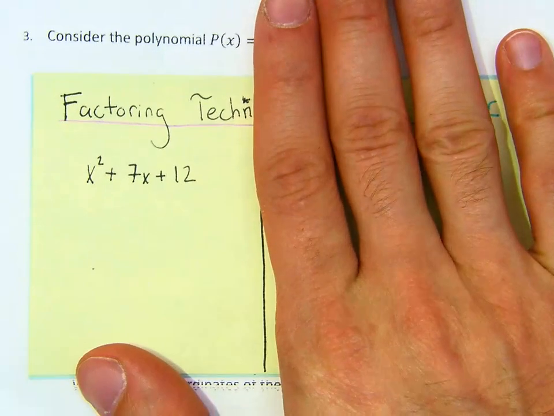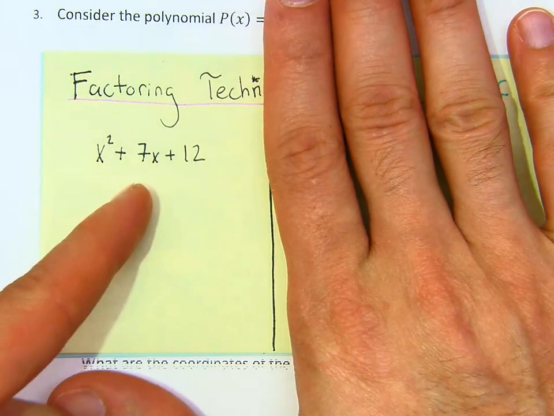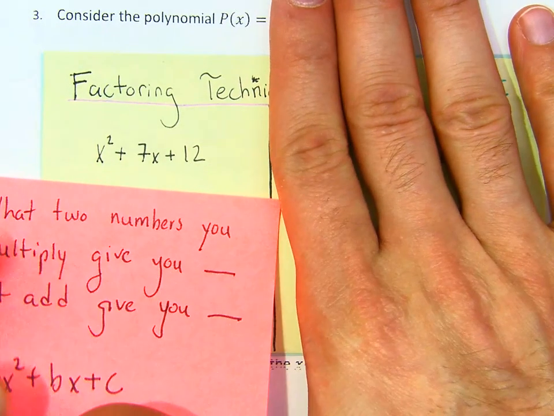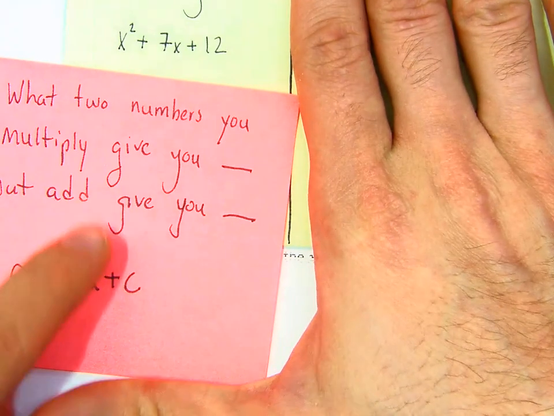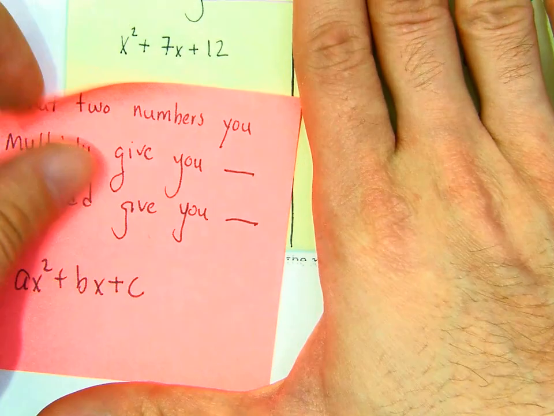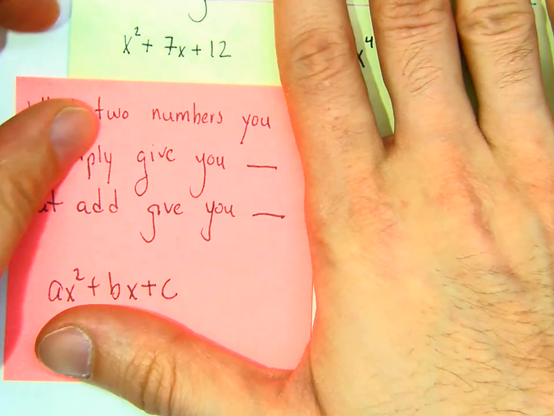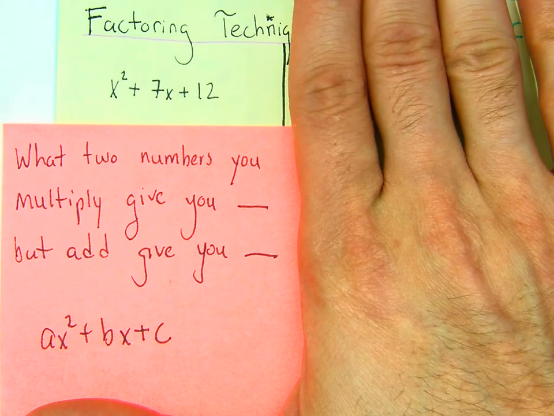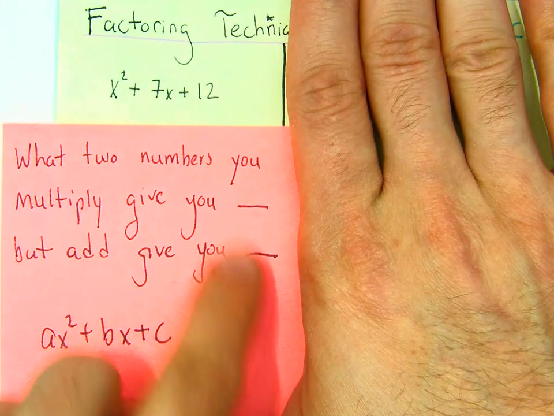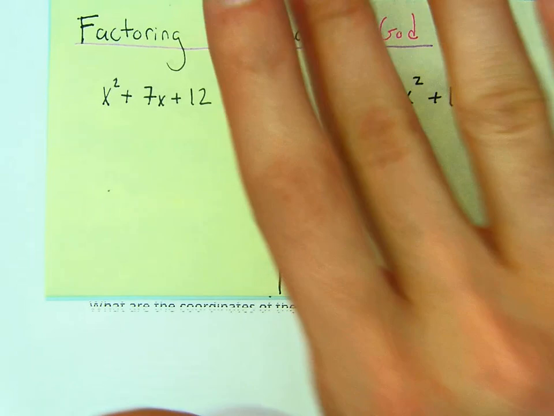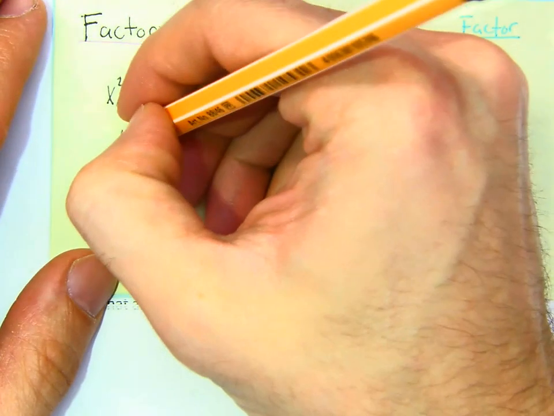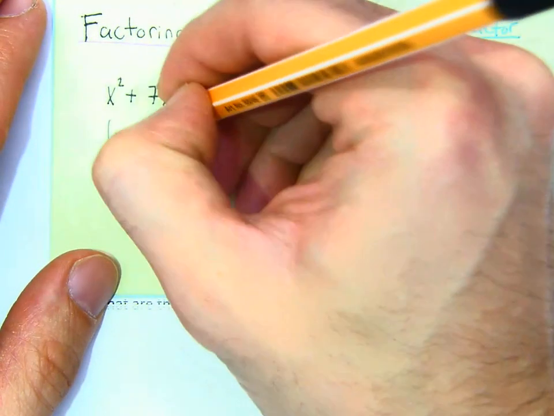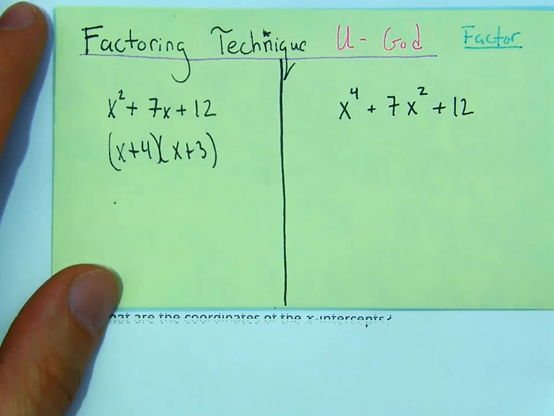If I said, for example, how do you factor this, right? Well, this is very easy peasy. You just say, what two numbers when you multiply give you 12, but when you add give you 7? This is easy peasy, you know this. This is just x plus 4, x plus 3, okay?